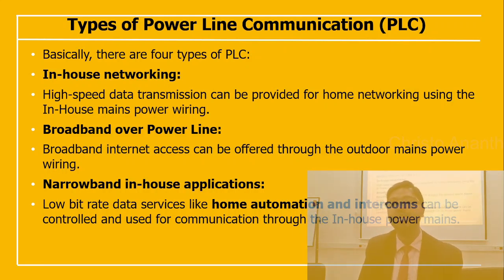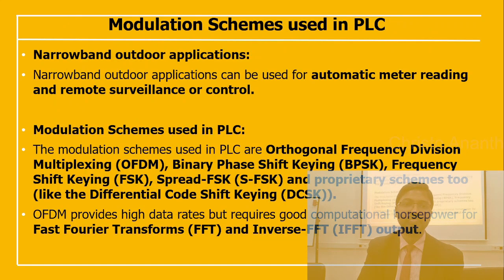Okay, then you have narrowband in-house applications. So low bit rate services, maybe like home automation. For example, I use my mobile to turn off the lights, for that low bit rate service, or maybe an intercom, so that can be controlled, and you can use it for communication through the in-house power mains for this narrowband in-house applications. Then we have narrowband outdoor applications.